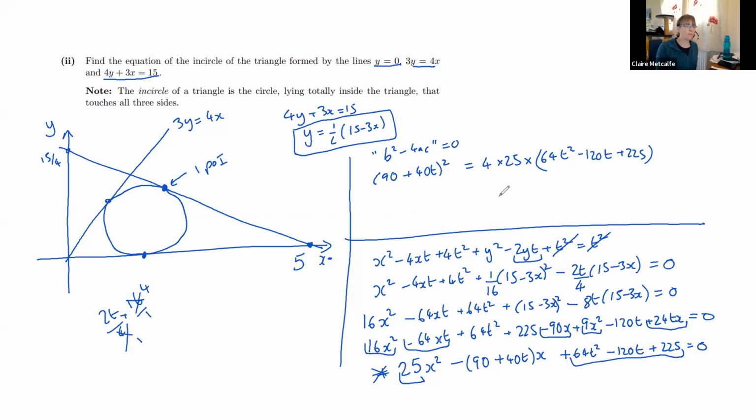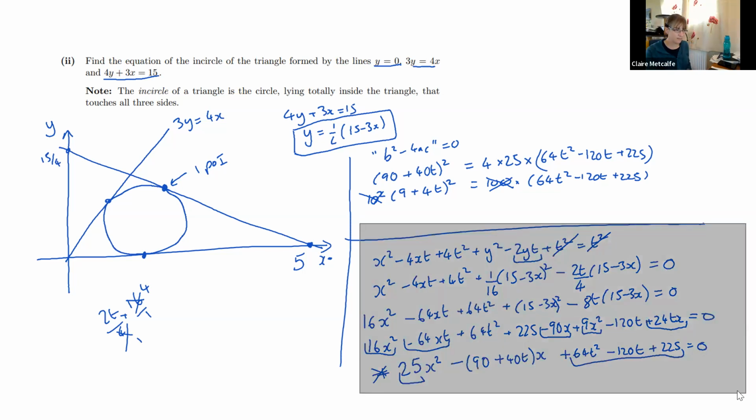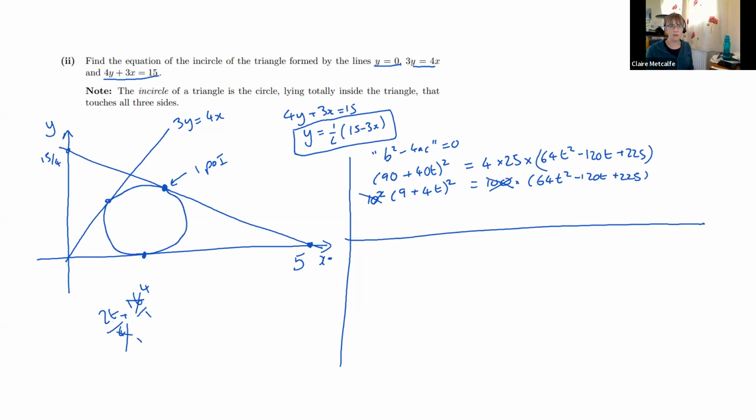Okay, this looks slightly horrible at the moment, but it's actually going to get quite a lot nicer very soon. Here we've got a factor of 10. So I can take out a factor of 10, but remembering that this is a squared bracket, so that's 10 squared. So I'll get 10 squared, (9 plus 4t) all squared. 4 times 25 is 100. So that's actually now quite nice because I can divide both sides by 100. Right. My situation has now improved slightly because I don't have all of those big numbers to deal with.